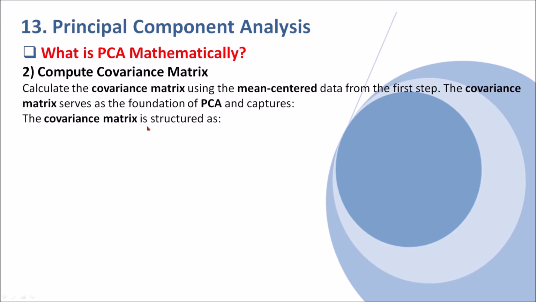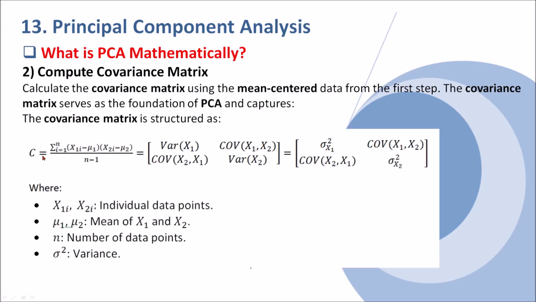This is the covariance matrix, where x1i and x2i represent individual data points in the features. mu1 and mu2 represent the mean of x1 and x2 respectively, and n represents the number of data points or sample points. Then sigma squared represents the variance.